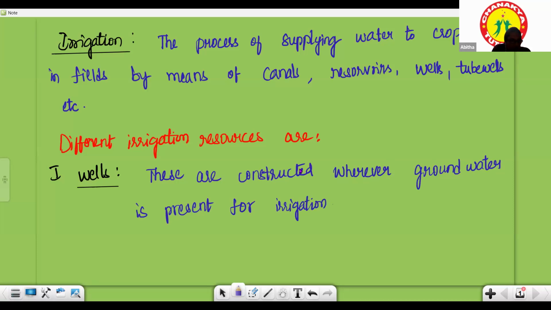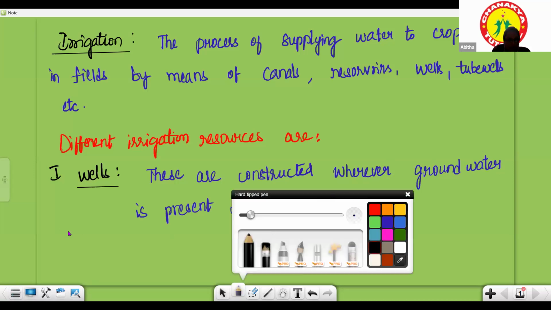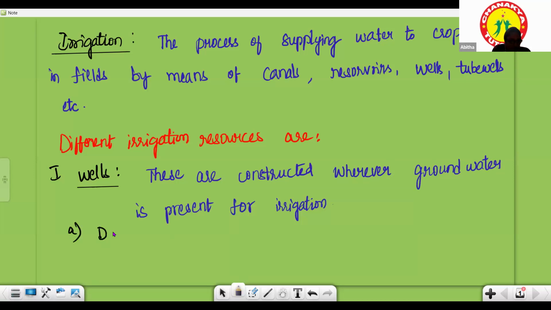So in the wells, we can discuss two categories. What are those? We can discuss dug wells. In dug wells, water is collected from water bearing strata. This water is lifted by mechanical means like bullock operated devices. So you use certain devices to pull the water.